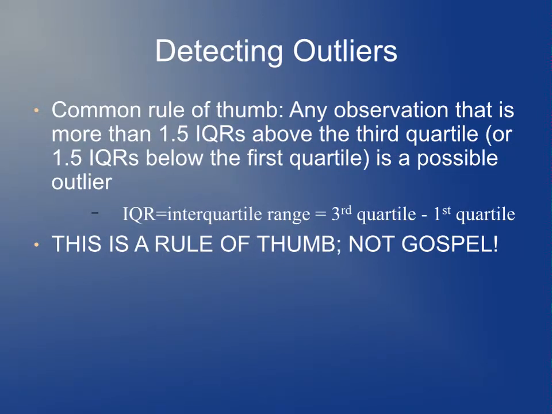So at any rate, a common rule of thumb for detecting outliers in the data is that anything that's more than 1.5 IQRs above the third quartile or below the first quartile is a possible outlier. Interquartile range, as you'll recall, is the difference between the third and first quartile. This is only a rule of thumb. Don't take it as gospel. You'll end up deleting good data if you mindlessly apply this rule without checking to see if the data is actually valid.